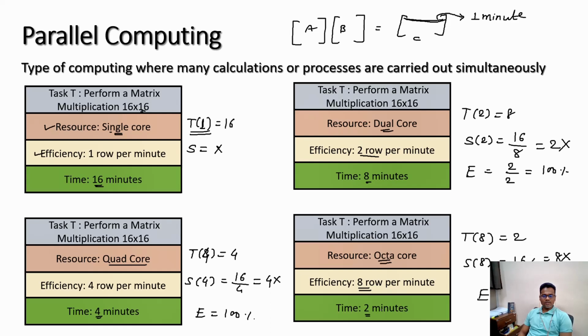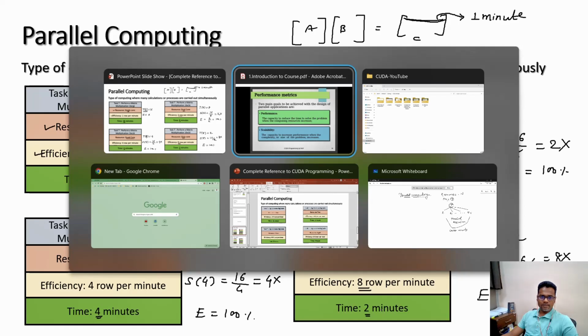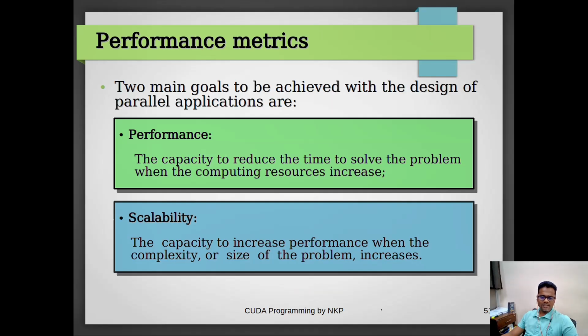Whenever you write any parallel program, you need to communicate your results in terms of performance metrics. That means how much better your parallel version is performing compared to your sequential version. To do that, we have two performance parameters, which we'll discuss in a while. Now, what do we mean by performance?